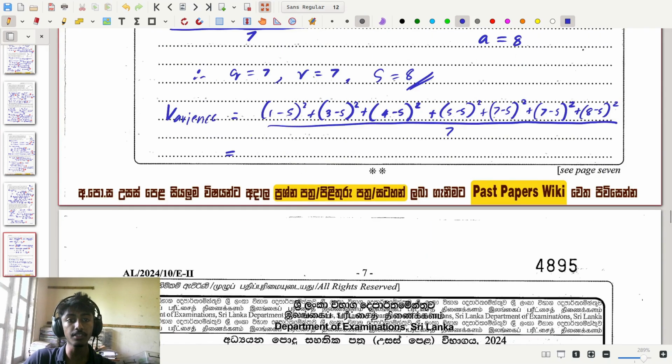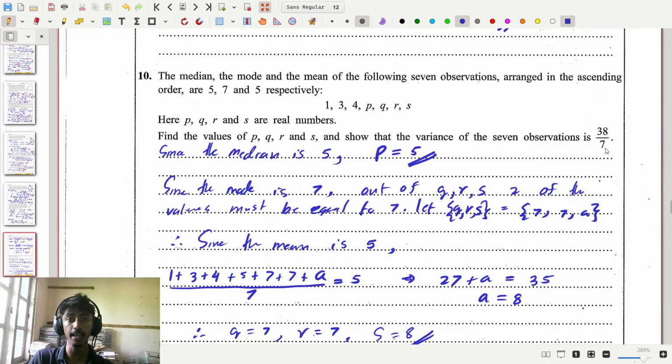Now simplifying this down, first we have 4 squared, which is 16, plus 2 squared, which is 4, plus 1 squared, which is 1, plus 0 squared, which is 0, plus 2 squared, which is 4, plus another 2 squared, which is also 4, plus 3 squared, which is 9, all divided by 7. Now adding everything together, we have 16 plus 4, which is 20, plus 1, 21, plus 4, 25, plus 4, 29, plus 9, which is 38, divided by 7, which is 38 over 7, which is the value that they asked us to find in the question, and therefore we are done with this question.